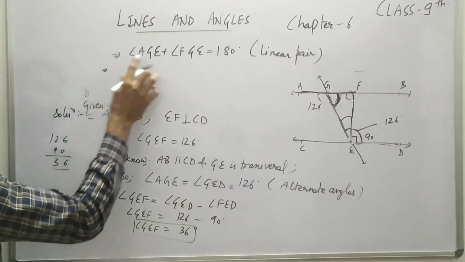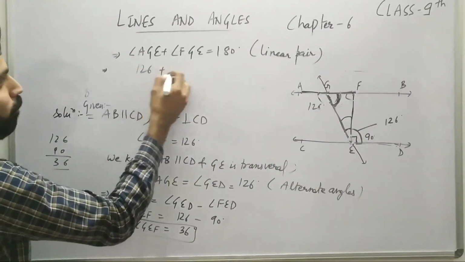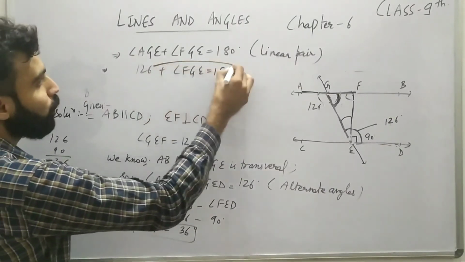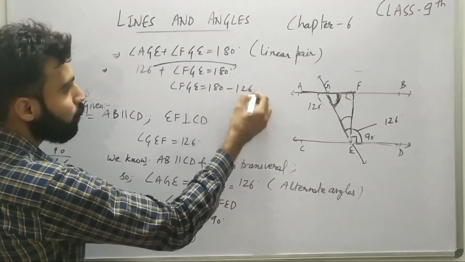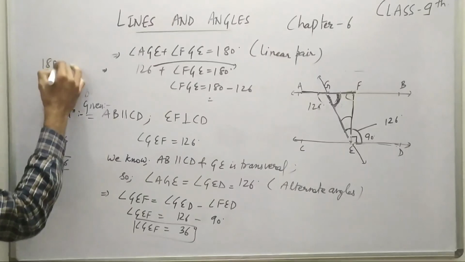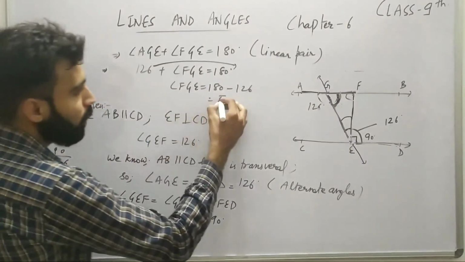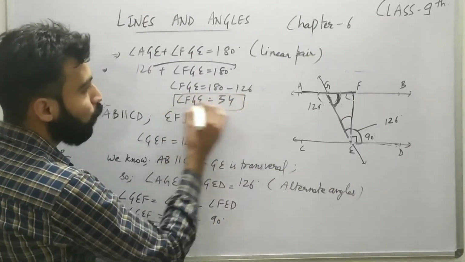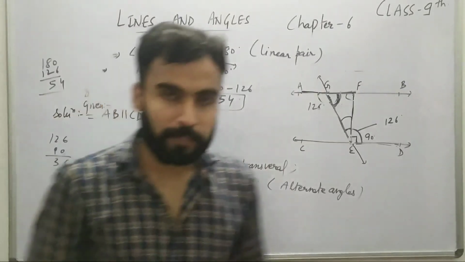So let me substitute the value of AGE, that is 126, plus angle FGE is equal to 180. Now transfer this 126 over to the right hand side. So this will give me 180 minus 126. So what is 180 minus 126? Let me calculate. 10 minus 6 is 4, 7 minus 2 is 5. So this will give me angle FGE as 54 degrees. So this is how we have calculated all the angles required here. That's all.